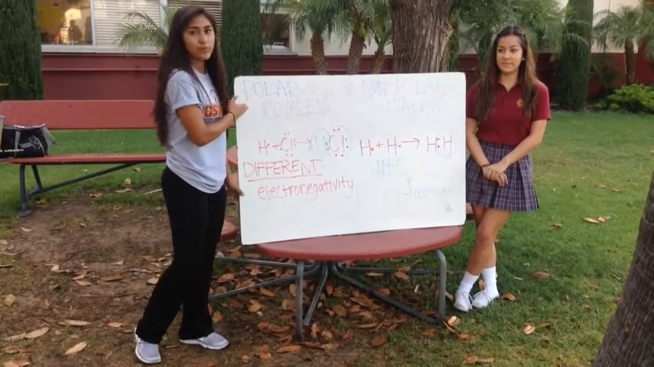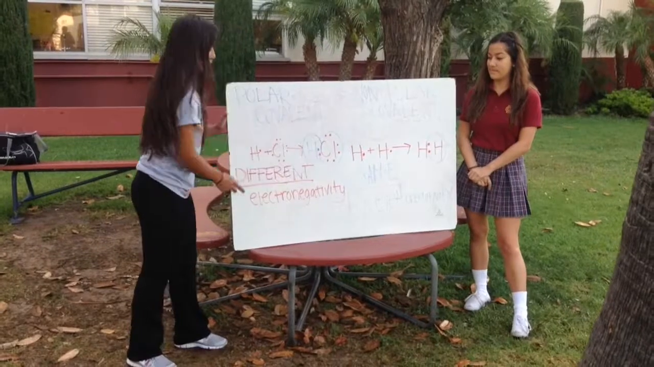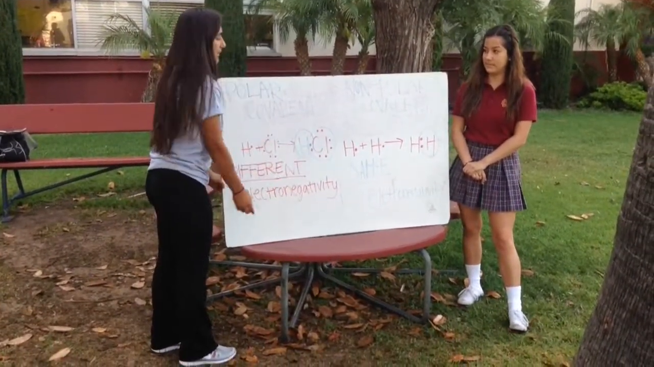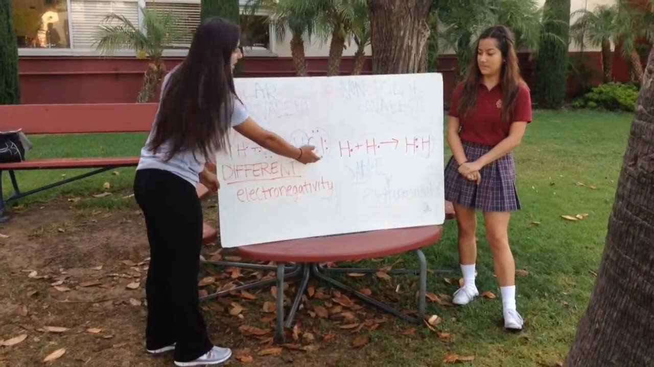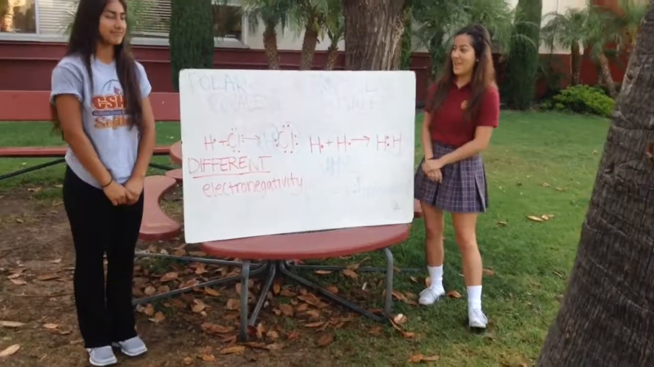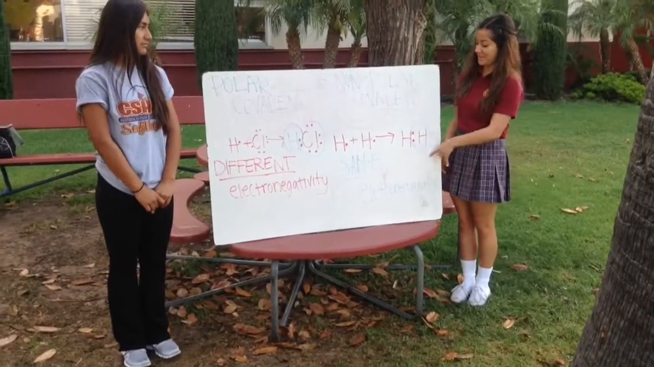So a polar covalent bond is when two elements have different electronegativity but still make each other happy. The Cl has a higher electronegativity than H, but they still make each other happy. And non-polar covalent bonds have the same electronegativity and they equal each other.